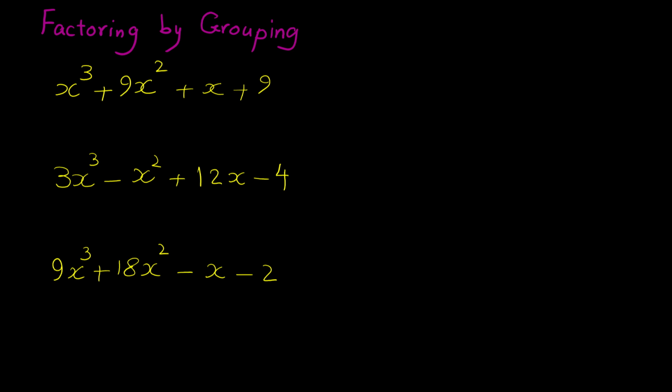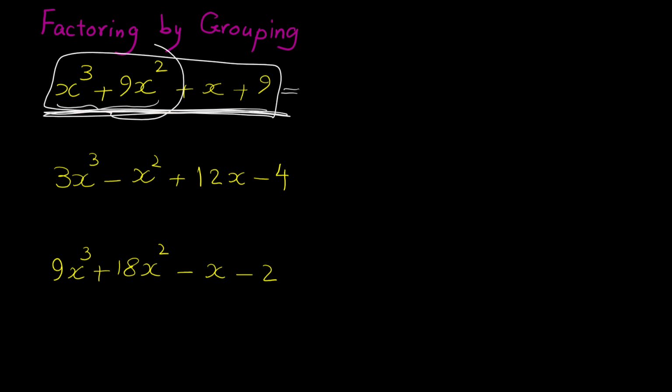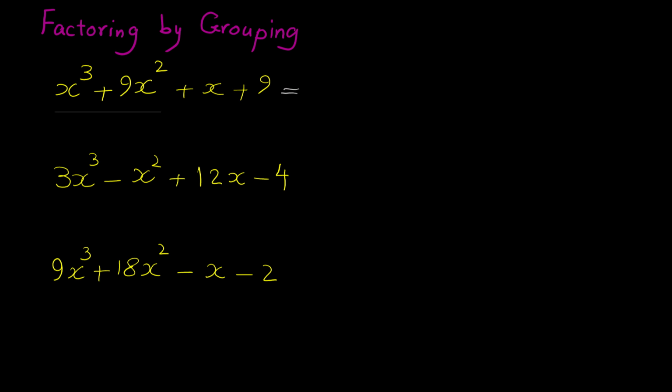Look at this first example, x to the 3 plus 9x to the 2 plus x plus 9. We consider these two terms as a group. And if you pay attention, we have a term common between these two terms. First of all, note that we don't have any common term in all the terms. But if we consider this as a group, we have something common between these two terms. What is the common factor between x to the 3 and 9x to the 2? The common factor is x to the 2. So we factor x to the 2 from these two terms.